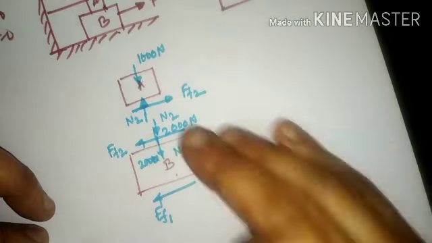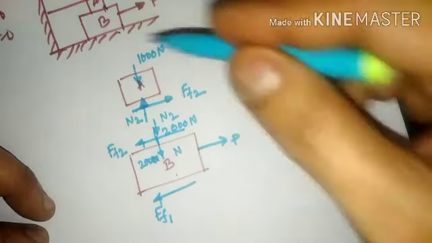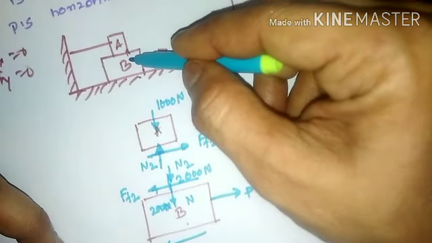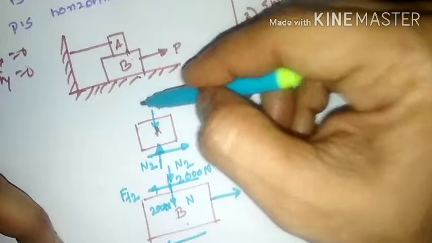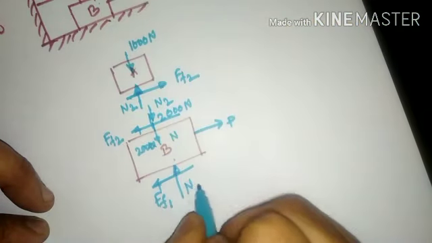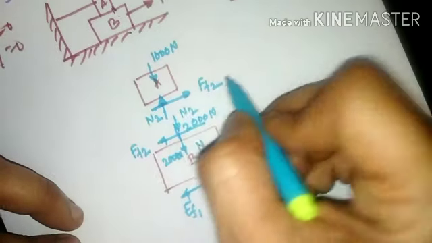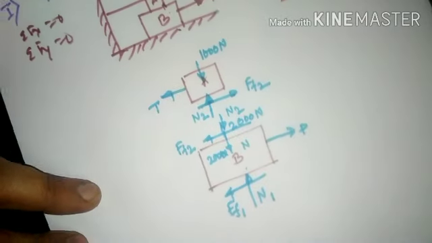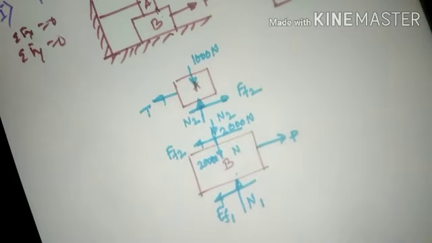So whenever you have one object placed over another, the weight will be transferred to block A, then to block B, and B will transfer the force to the ground. So this will be the force here, and that force will be called N1. Now if this force is towards the right-hand side, T will be towards the left-hand side. So this will be the reaction force system.